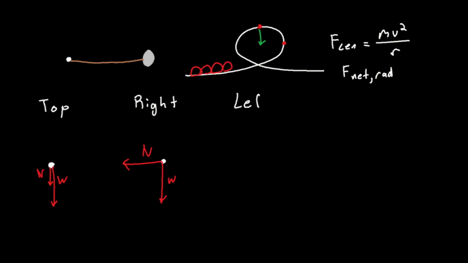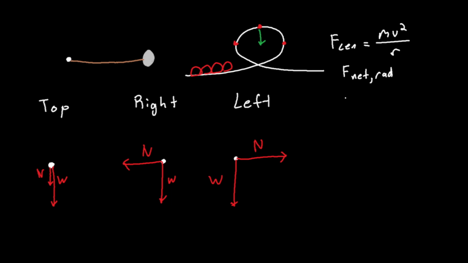On the very left of this curve, your free body diagram would look like so. It's going to have your dot in the middle, and it's going to have the normal force pointing to the right, and the weight force pointing straight down. And again, your weight force contributes nothing to the centripetal force. Your normal force is the only thing pointing in the radial direction, which is to the right in this case.